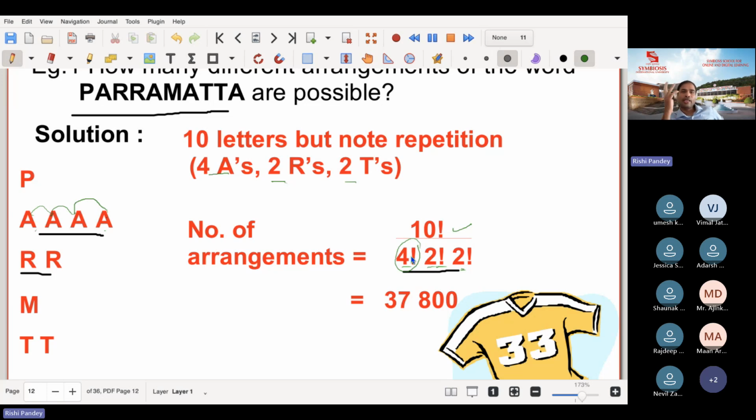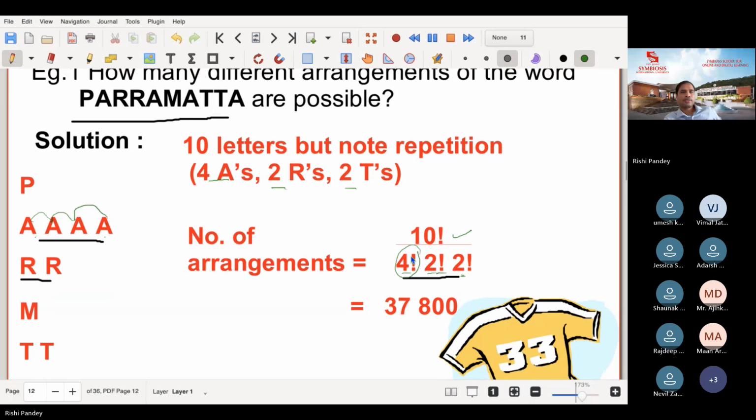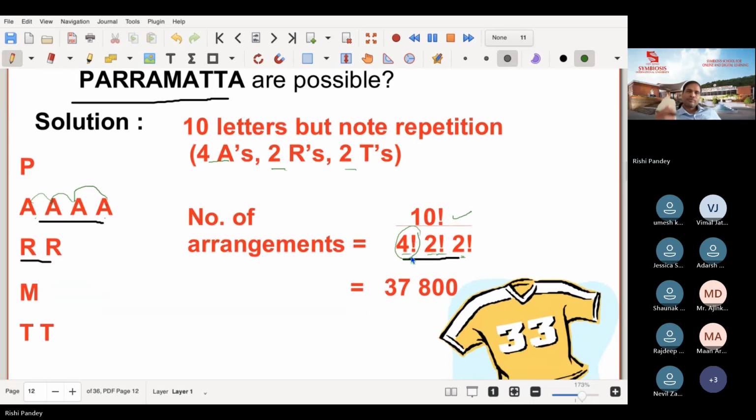If I change the A many times, what does it mean? There is no sense. So we divide the repetitions in the denominator, then we get the unique number of arrangements. So this is the concept. Solve this one, mathematics, and find the number of arrangements. Everyone, please do solve it.